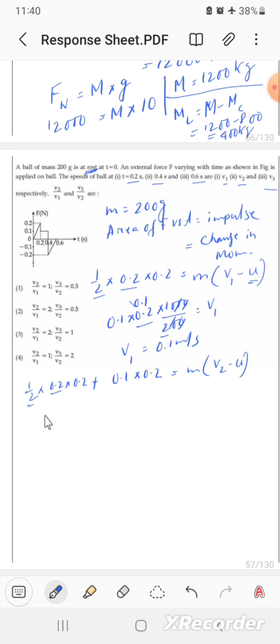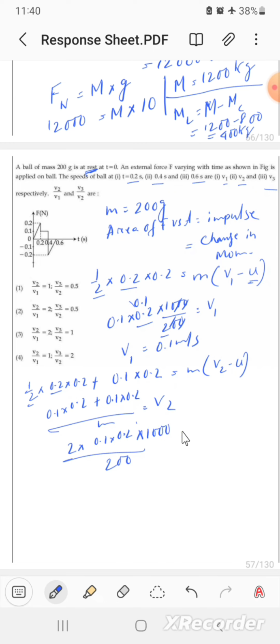Simplifying it, I will get 0.1 into 0.2 plus 0.1 into 0.2 divided by m equals v2. So it will be 2 into 0.1 into 0.2 divided by 200 gram, which means 200 by 1000. So 1000 will go in the numerator, and we will get v2. Two zeros cancel out, and finally the 2 will cancel out, and here we are getting v2 as 0.2.